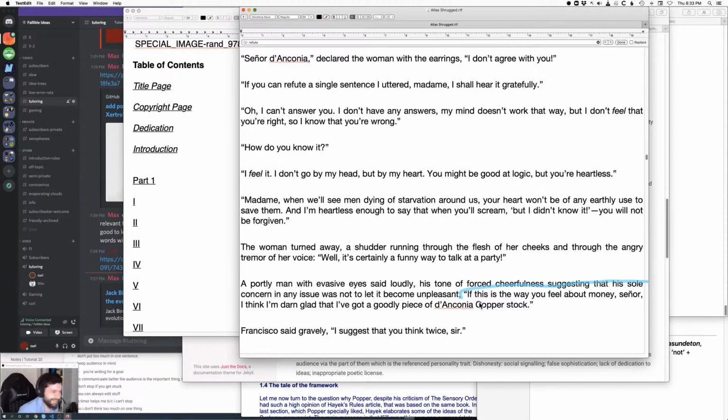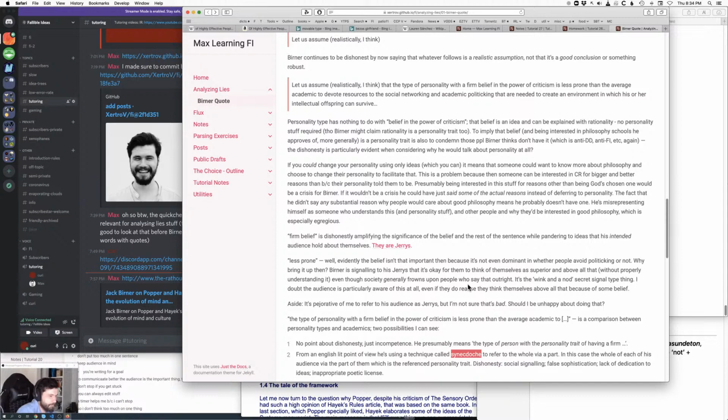This next slide is pretty funny too. He gave a speech about the value of money and how it's the root of all good, not the root of all evil. "So if this is the way you feel about money, I'm glad, darn it, that I have a goodly piece of the stock of your company." So yeah, Objectivism is pretty opposed to the personality stuff.